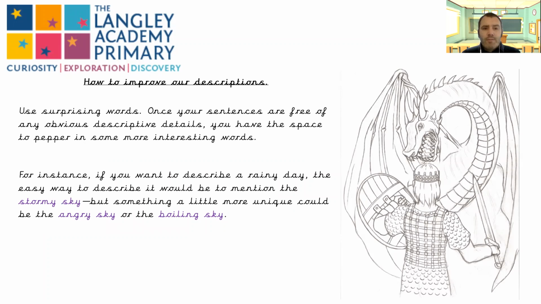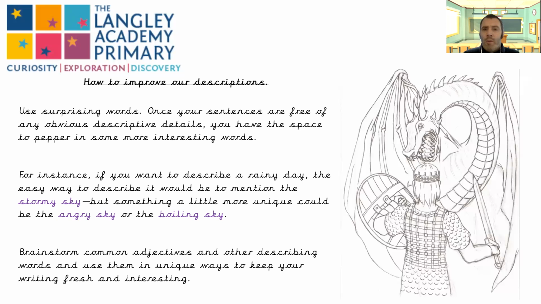For instance, if you want to describe a rainy day, the easy way to describe it would be to mention the stormy sky or the grey sky. Yeah, it does the job, but it's not very interesting for the reader. You could come up with something a little more unique. It could be the angry sky or the boiling sky. See, they give you the same idea that there's a storm brewing, but you're not actually saying the word storm. You're using some different adjectives that really build up that image, and that's what our writing needs to have.